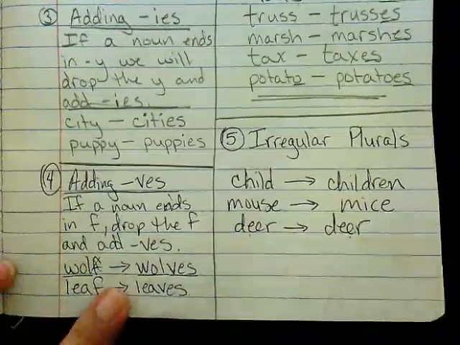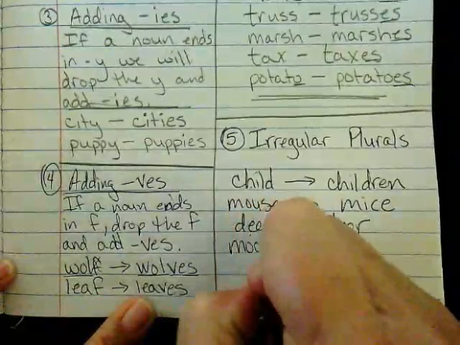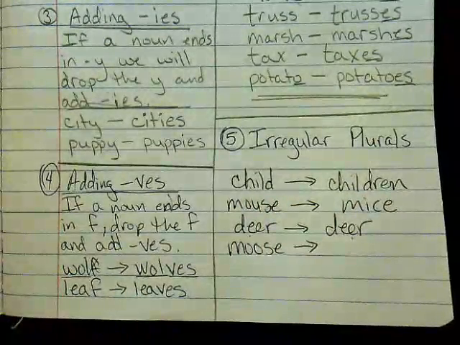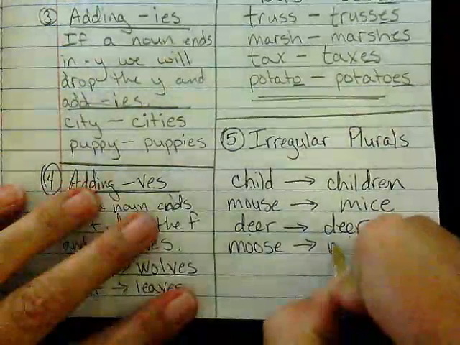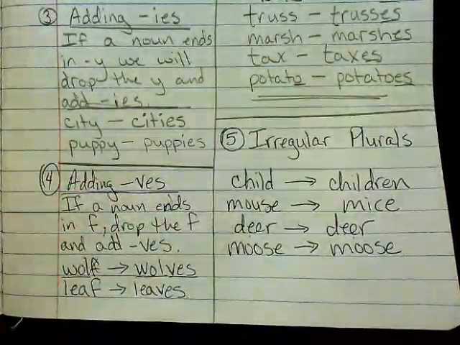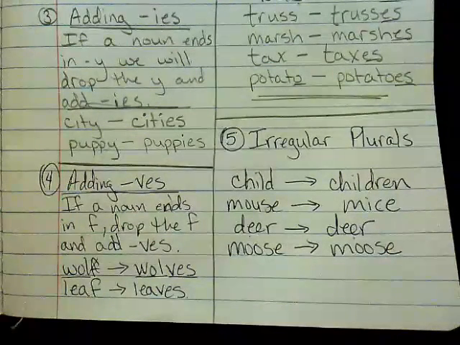Okay? So how about this one? I see a moose. I see a herd of moose. Moose is another one that stays the same. Okay? So irregular plurals, you're either changing the word in its entirety or you are keeping it the same and using context to know that it is more than one.